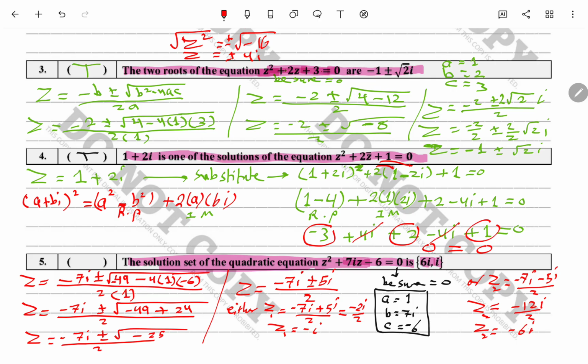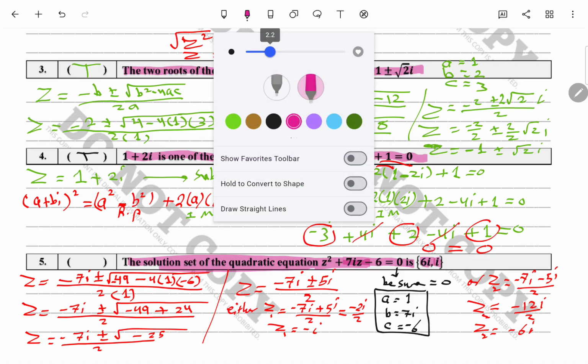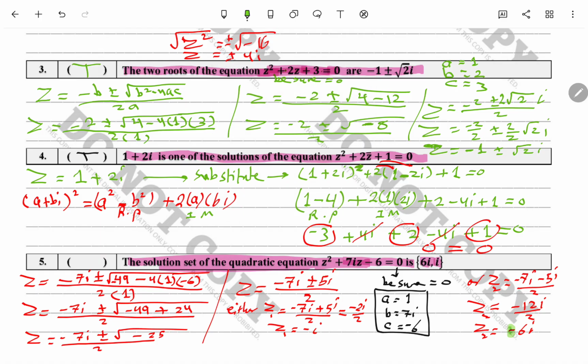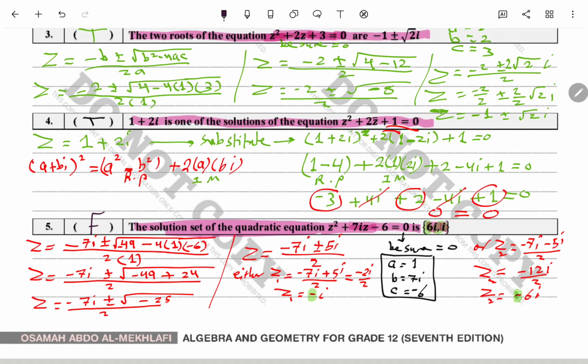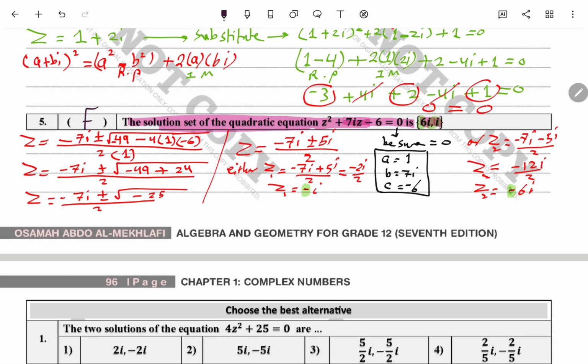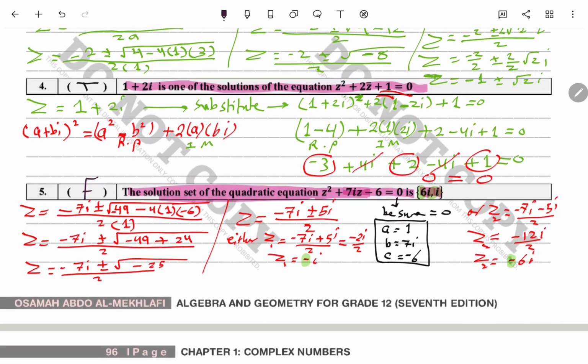Compare now your solution and the solution that they have. You can see that the negative is not there. So that will make the solution false, or the statement false. Thank you very much.